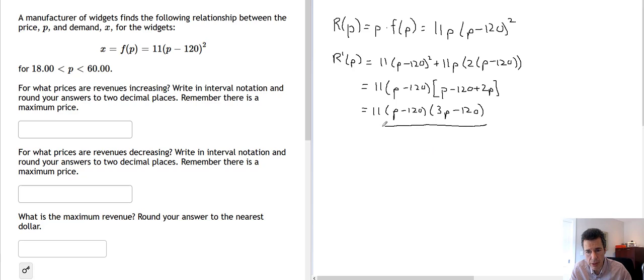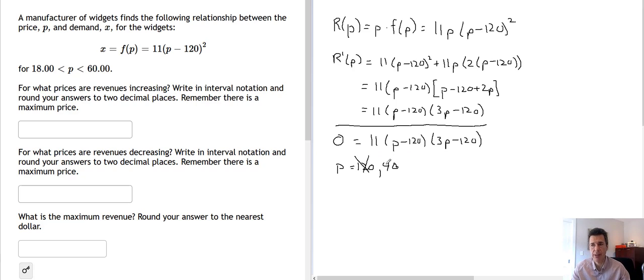So that's our derivative. We need to set it to 0 to find the critical numbers. So 0 equals 11 times (p minus 120) times (3p minus 120). And we can just inspect here. So we have critical numbers at p equals 120 and p equals 40. But again, remember our domain is between 18 and 60, so this critical number is outside the domain and we can ignore it. So we're left with one critical number, 40.